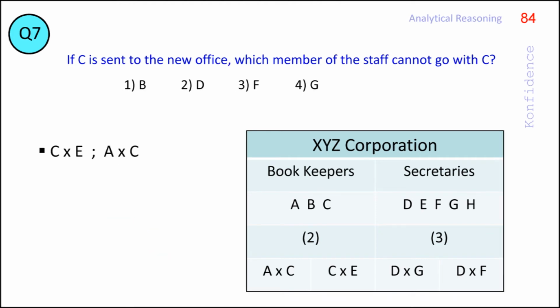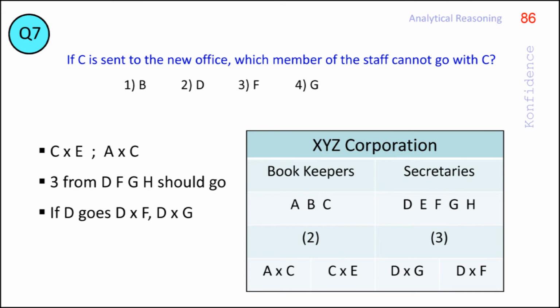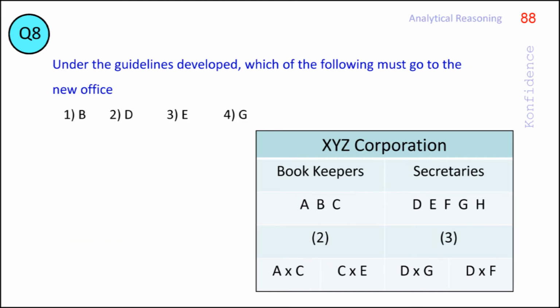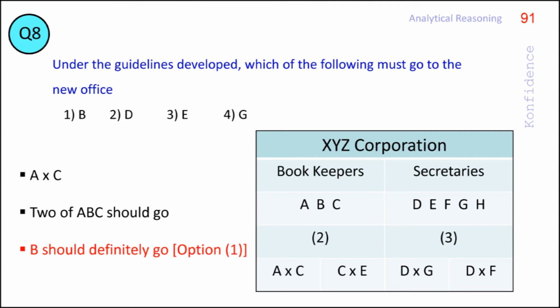Question number 7. If C is sent to the new office, then A and E will not go, which is very clear from the data given. So, out of 4 secretaries, 3 will have to go. This is because E cannot go already. But if D goes, 2 from that set will not be able to go. So, D cannot go. In question number 8, from the data we know A and C will not go together. There has to be 2 bookkeepers from the 3. Therefore, B will go for sure.